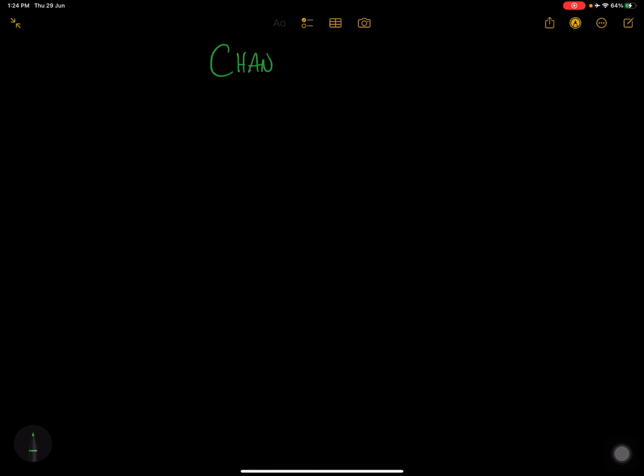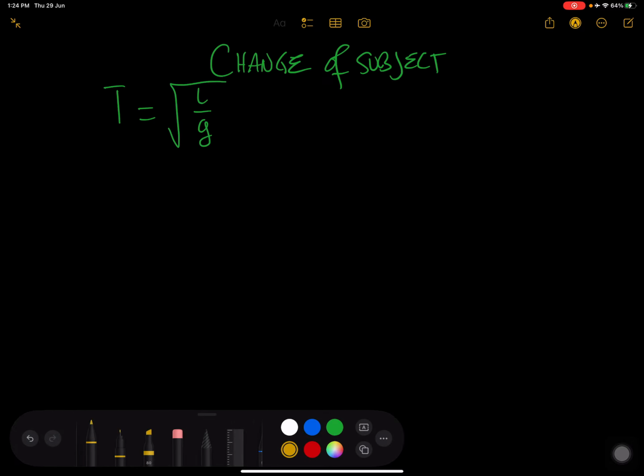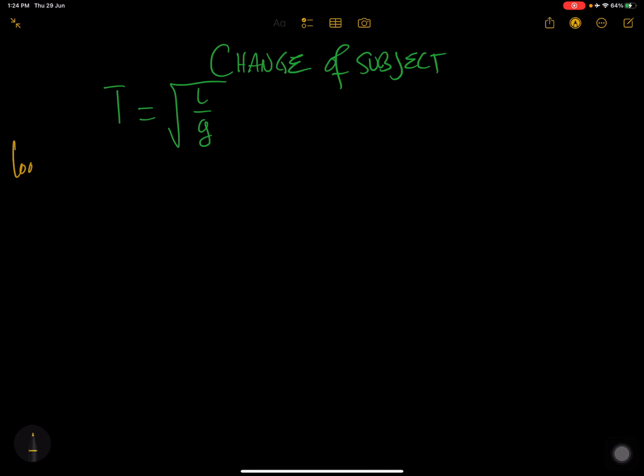Now we're going to look at change of subject. What does it mean? We have equations. Maybe you have an equation t is equal to the whole square root of L over G, and we are being asked to look for G or make G stand alone. And how do we do that?